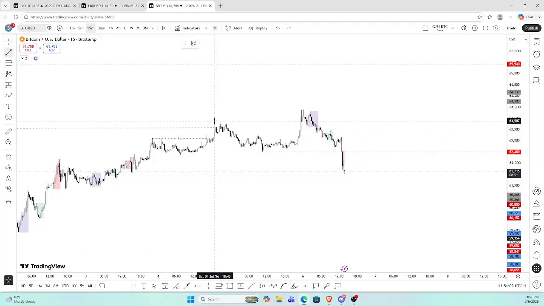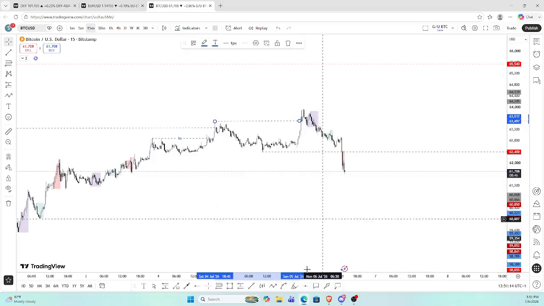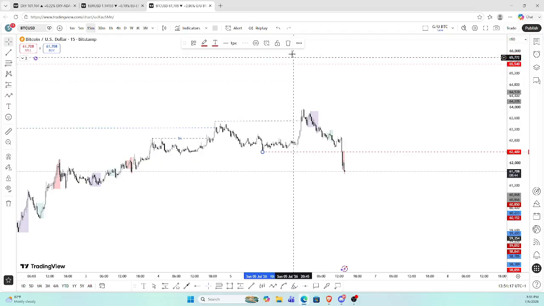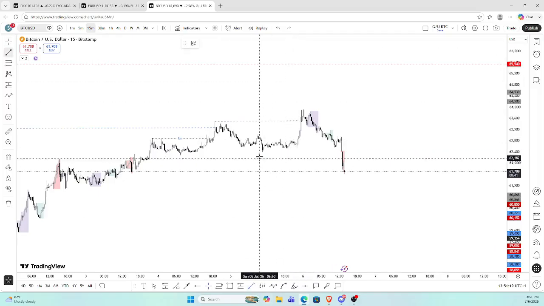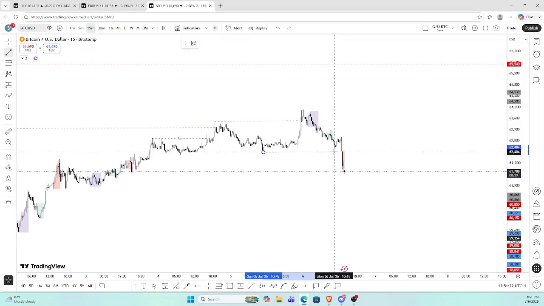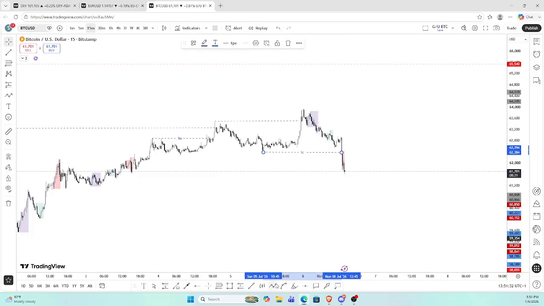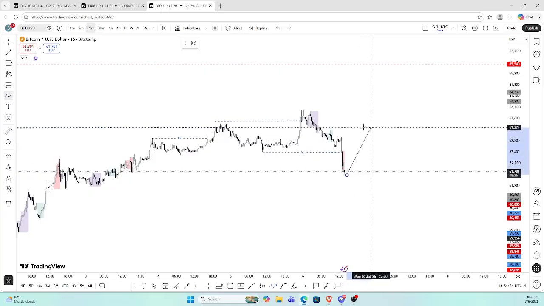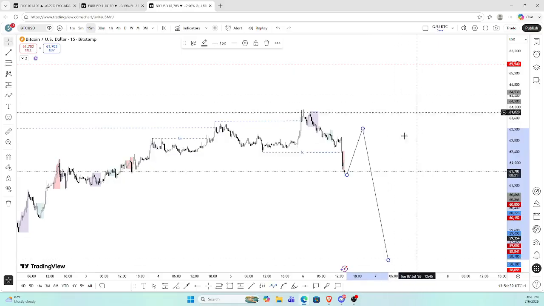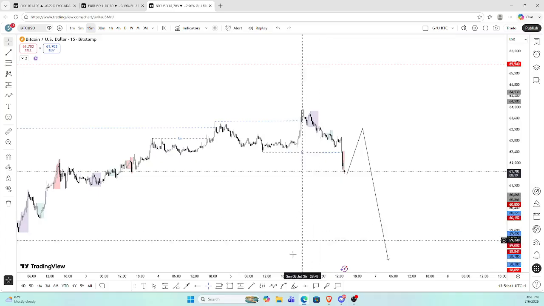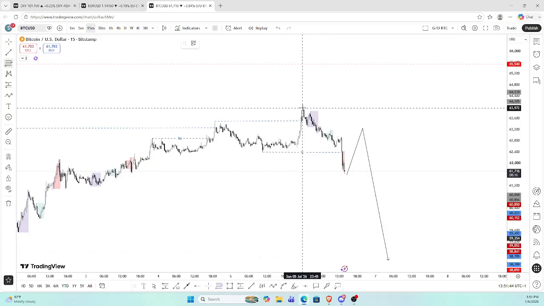Yes, you can see this is the last break of structure to the upside. I was waiting for this break of structure to the downside, and now possibly we can look for that retracement and take all this internal liquidity. We continue. That's my analysis on BTC.